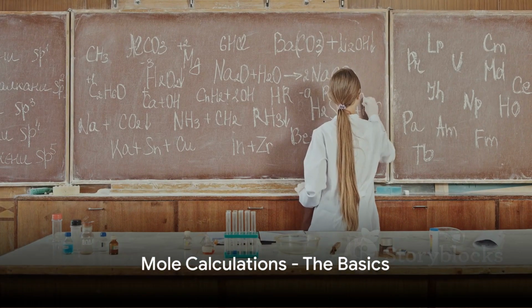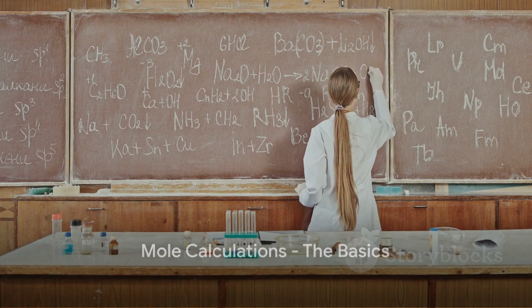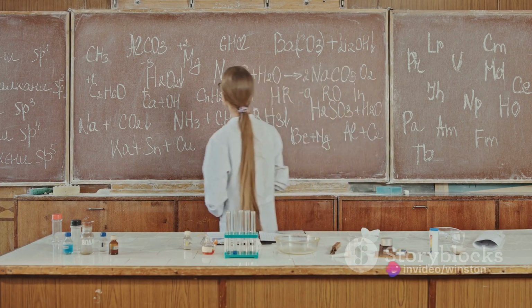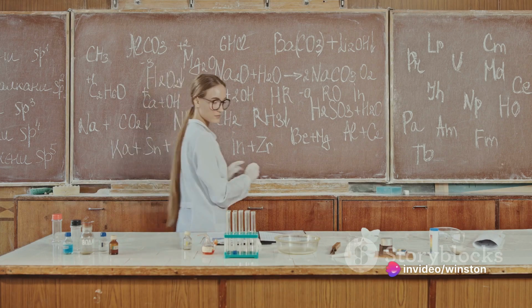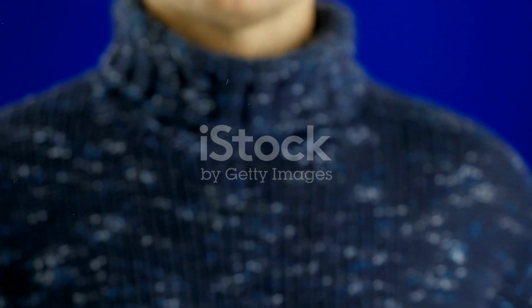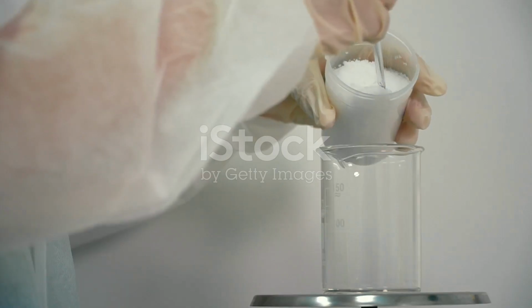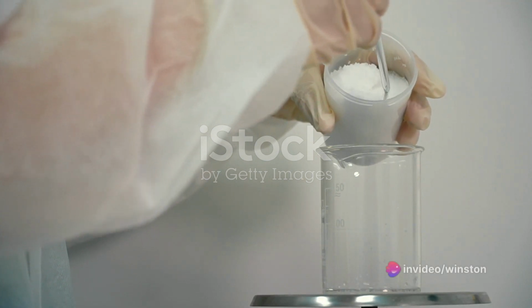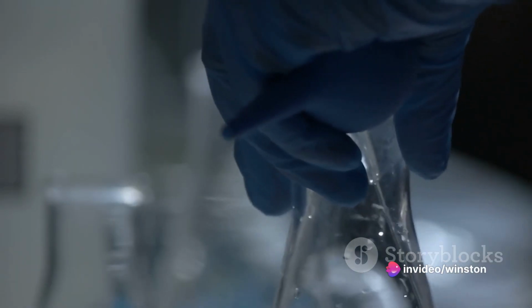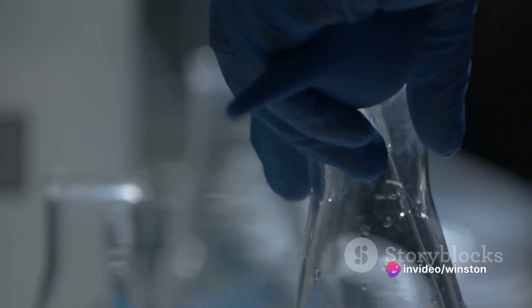So, how do we calculate the number of moles in a substance? That's the big question we're going to tackle right now. It's simpler than you might think, thanks to a handy formula. The formula to calculate the number of moles is moles equals mass divided by molar mass. That's right, you just need to know the mass of your substance and its molar mass, then do a little division and voila, you've got your answer.